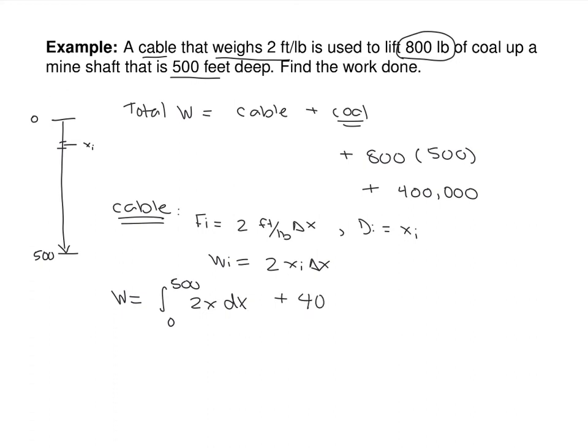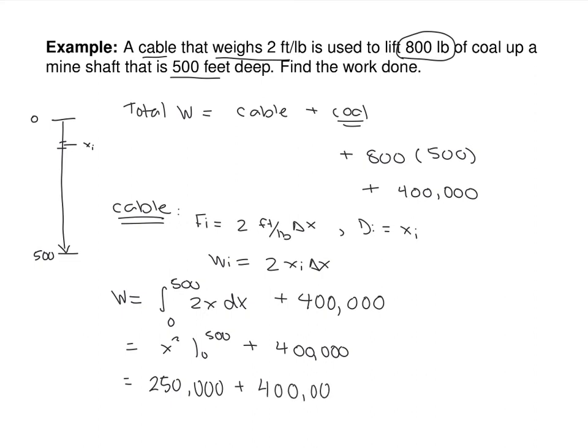and then plus the 400,000 for the coal itself. So x squared from 0 to 500 plus 400,000, which is 250,000 plus 400,000. Look, that cable was an awful lot of work, wasn't it? So it's a total of 650,000 foot-pounds.